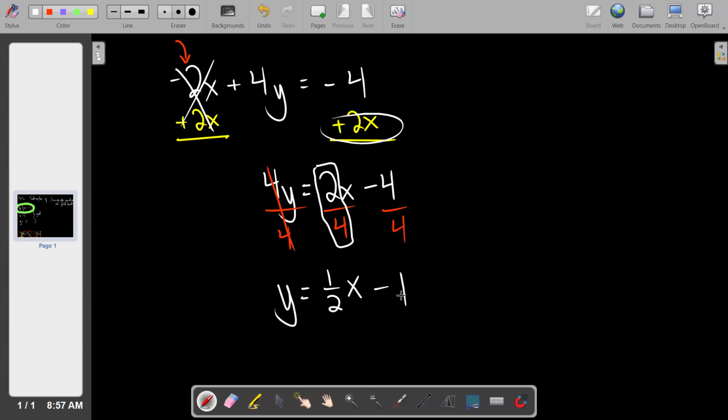And again, if I say to you, hey, could you please go graph that line? You're like, yeah, I got you. You go down 1, put a dot, and then you go up 1, right 2, up 1, right 2, and boom, you got yourself a line. Graphing is easy when the equations look a certain way, hence our desire to make them look that certain way.